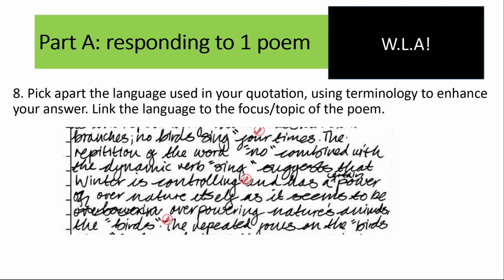Right. Word level analysis then is really, really important. So this is how Hannah went on to develop that argument she made about the birds singing four times. "The repetition of the word 'no' combined with the dynamic verb 'sing'", a dynamic verb is just an action verb, "suggests that winter is controlling, and this has a certain power over nature itself, as it seems to be overpowering nature's animals, the birds."